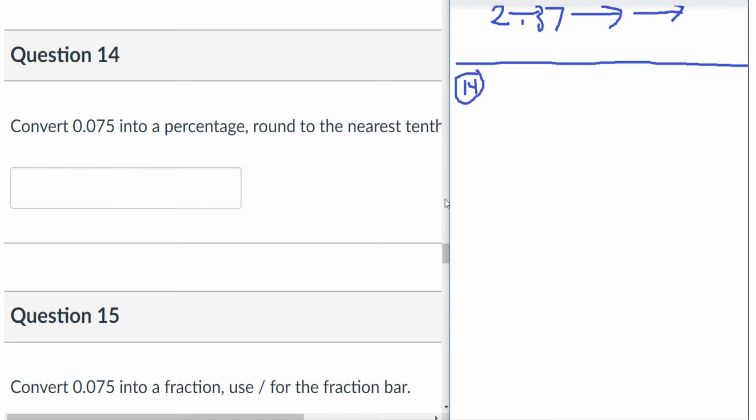In number 14, we have a decimal. Going from decimal to percentage, you multiply by 100. And round that number to the nearest tens.